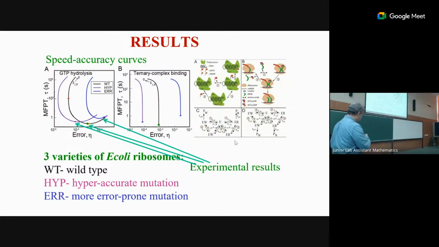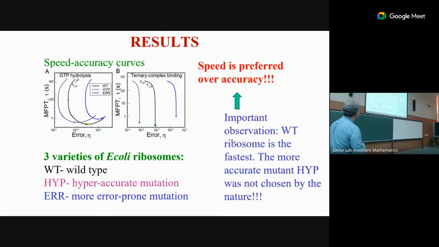That's the hyper accurate mutation, and the other is more error prone. Even here, as you can see, the green point is the experimental measurement for wild type, and these are the experimental measurements for the mutants. So it seems in all cases, systems prefer fast speed, the smallest possible time, not the most precise. This is the most precise location here, where the error is smallest.